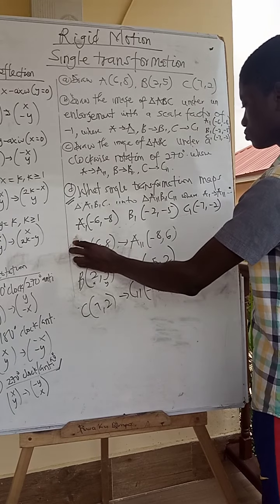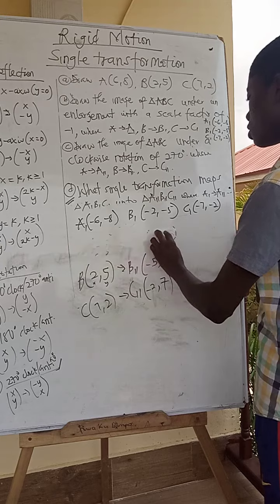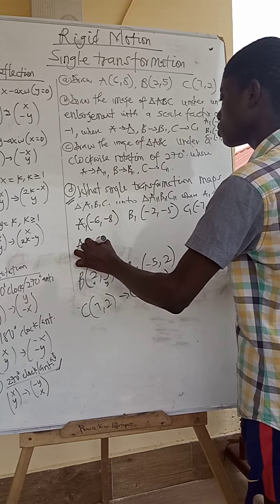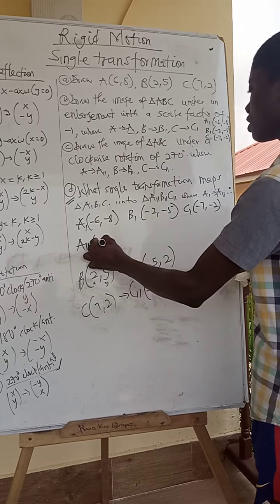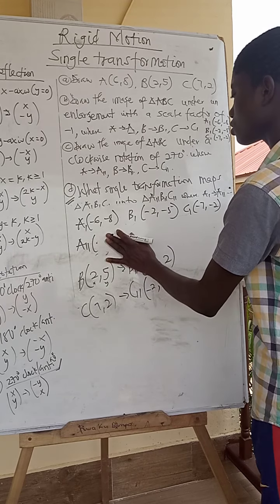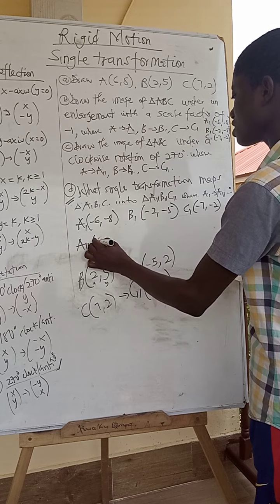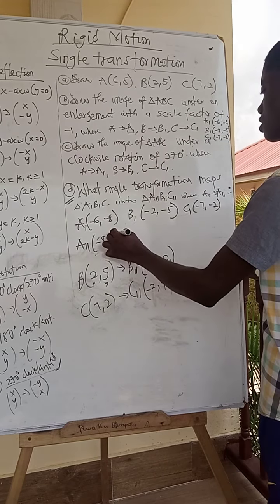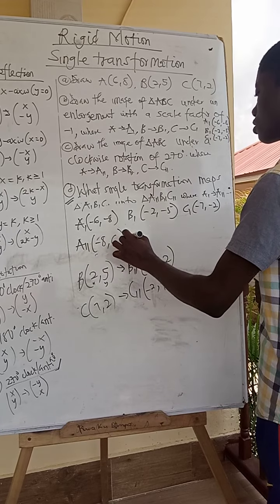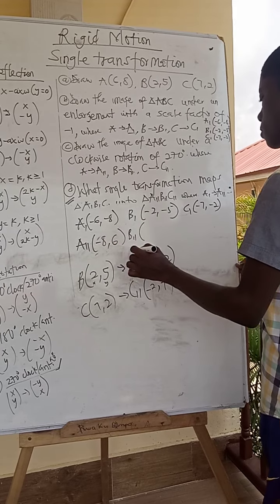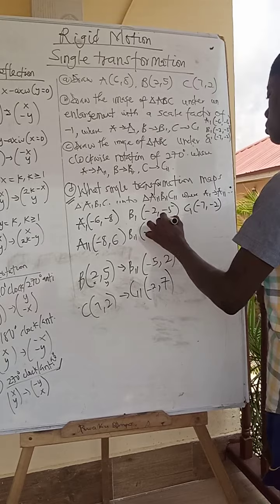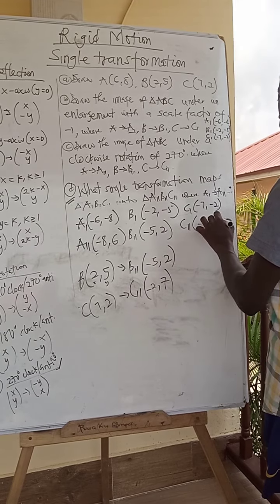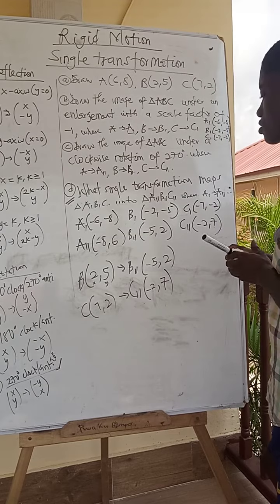Now, our A2. So our A2 is going to be what? Negative 8, 6. Our B2 is negative 5, 2. Our C2 is what? Negative 2, 7. Perfect. We are done.